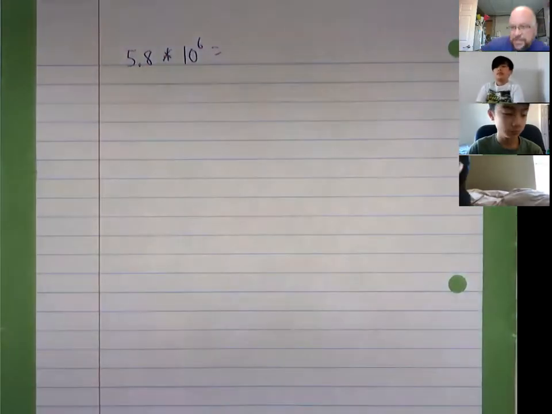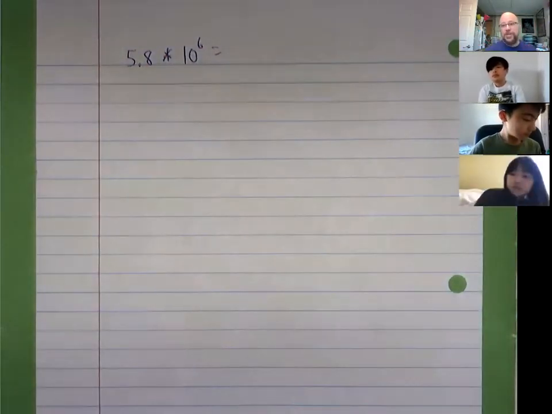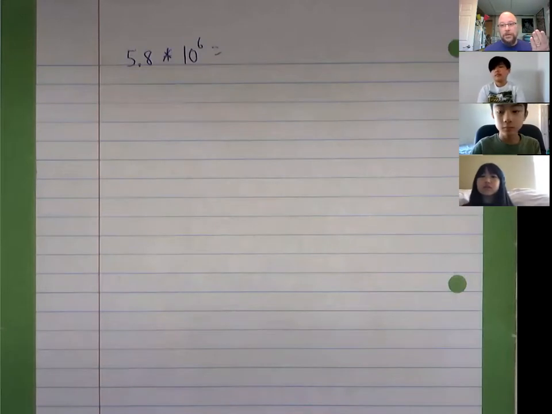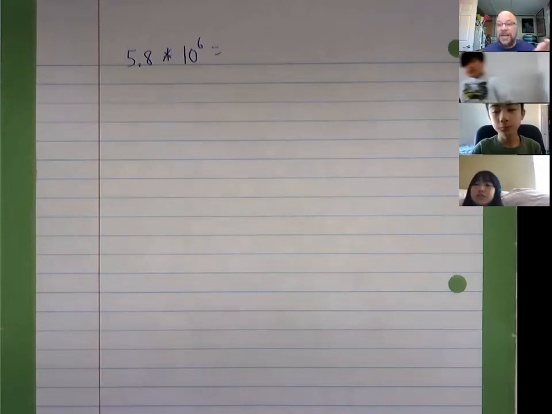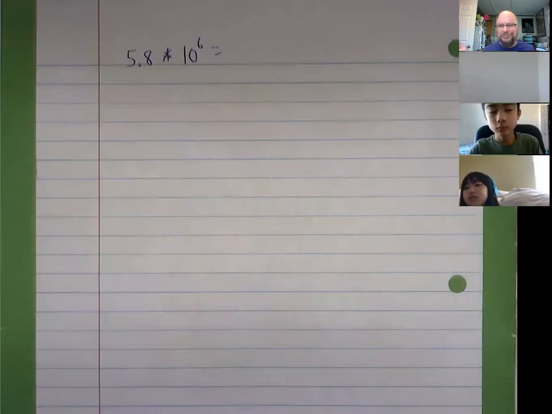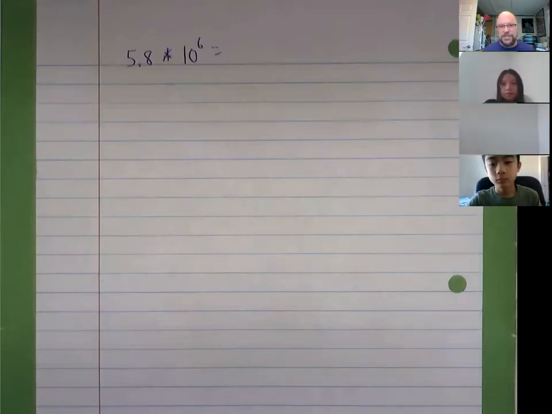All right, so like I said before, there's two ways that you could solve this problem. One, you can move the decimal six spots from 5.8. But you can also, and I recommend doing this anyways to double check your work, estimate it. What's 5.8 close to? Six. Someone just say it. Yeah, six, right.